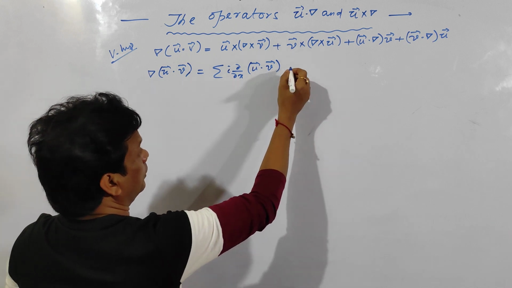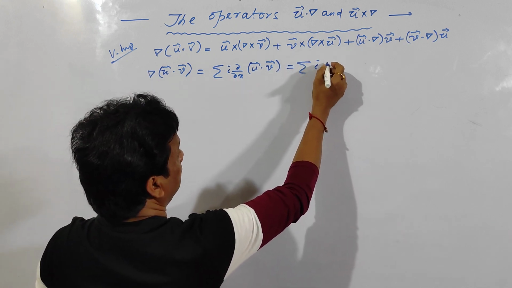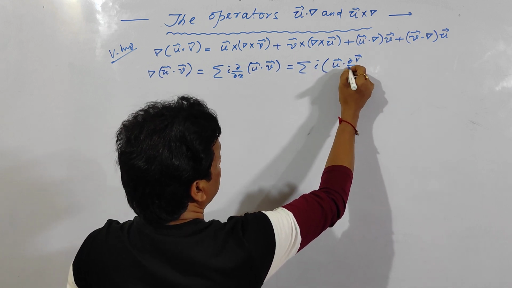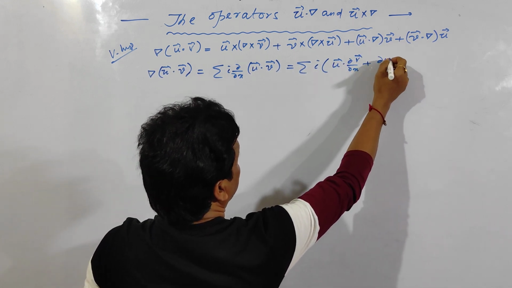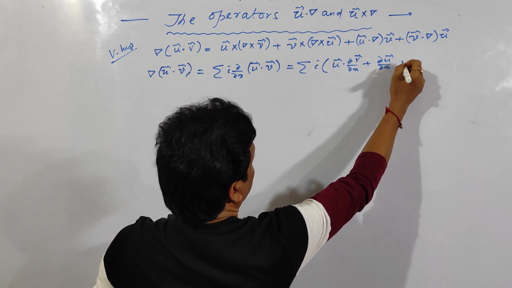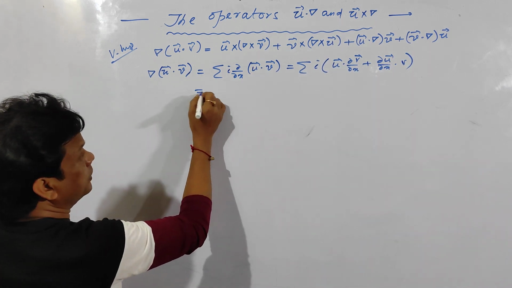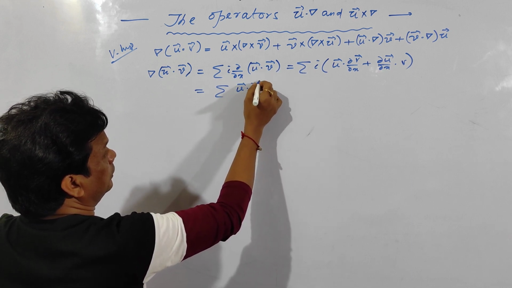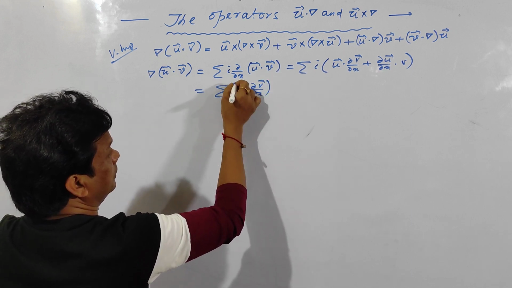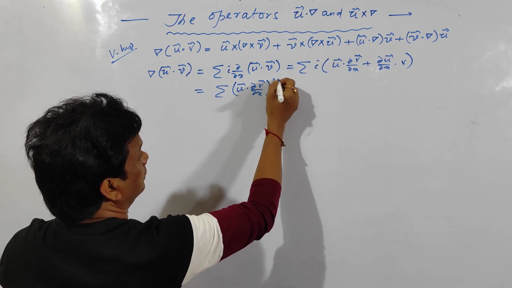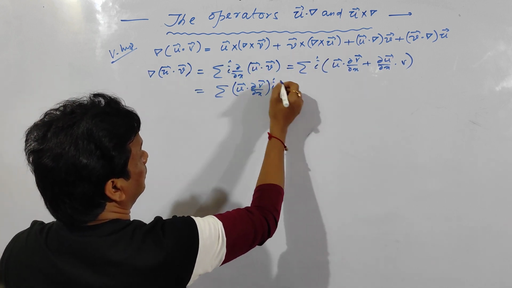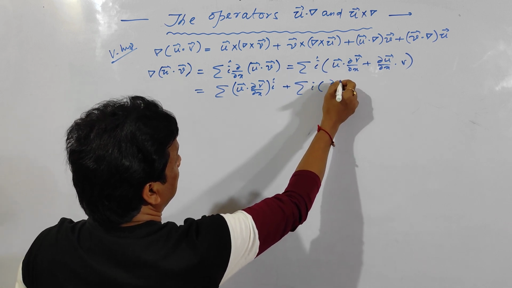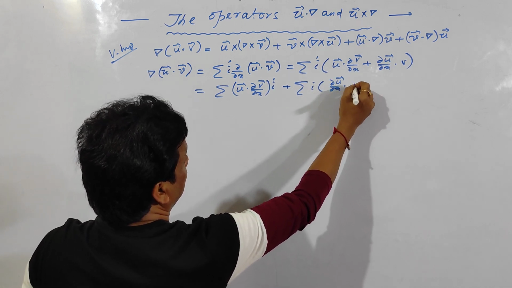Now find the derivative of the dot product, summation i cap dot (u dot del v by del x plus del v by del x dot v). Then separate it: summation u dot del v by del x into i cap, plus summation i cap del v by del x dot v.